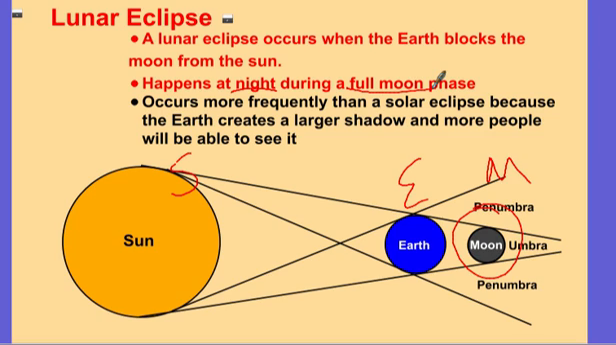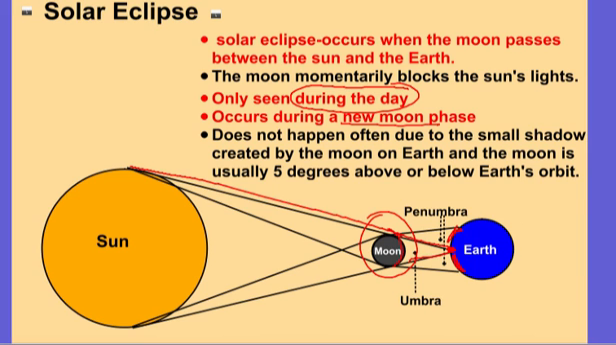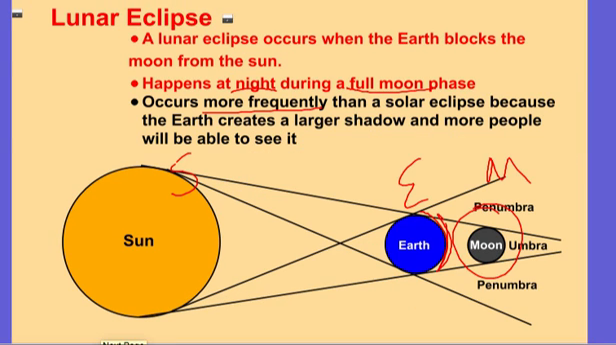Lunar eclipses are more frequent. They happen a lot more because the Earth creates a larger shadow. If you compare the shadow that we've got coming off of the Earth compared to the shadow coming off of the moon, you can see that the Earth's shadow is a lot larger. A lot more people on the Earth are going to be able to see the full or total lunar eclipse.